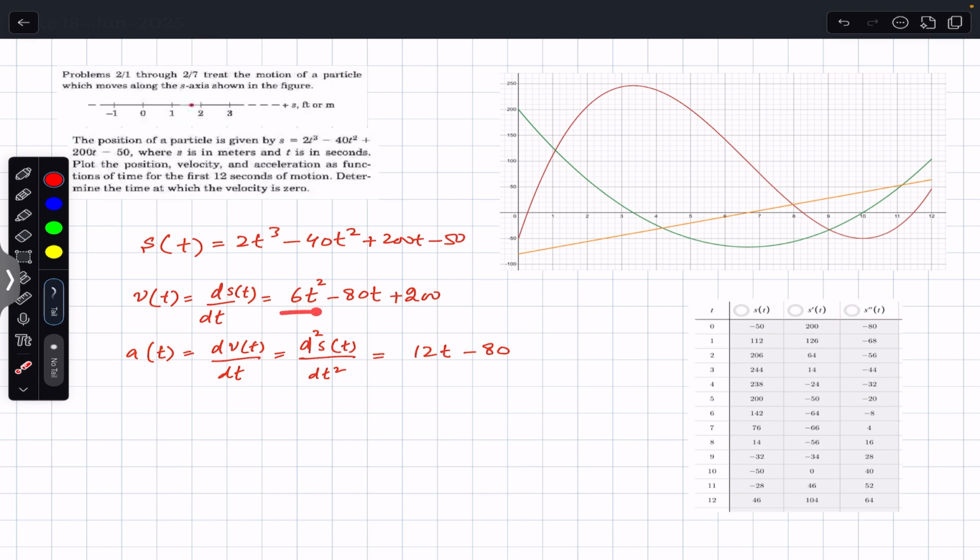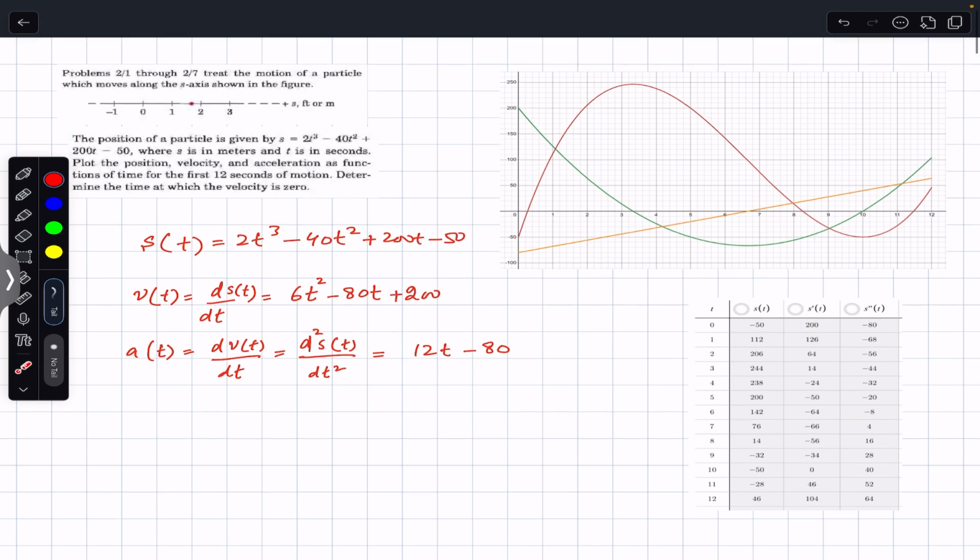So now as you can see, if I put t equals 0 in this equation, we will have 200. So when t equals 0, the velocity is 200 meter per second. And similarly, if we put t equals 1, we will have 126 meter per second. And similarly, putting all these values, we will be able to have this velocity as a function of time.